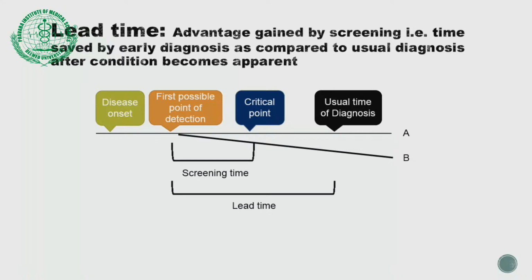Which brings us to lead time. Lead time is basically the lead or the advantage that is given to an investigator by the screening test or the screening program. So if we are able to detect the disease at an earlier time, at the first possible time of detection itself, we can alter the course of the disease and improve the outcome of patients or prevent the transmission of disease in the community.